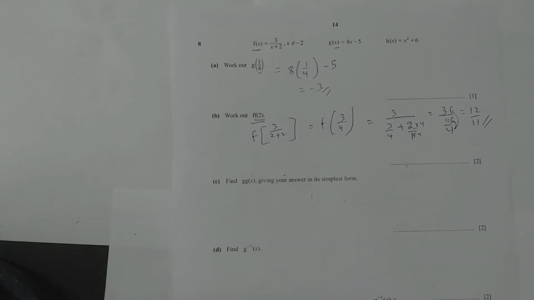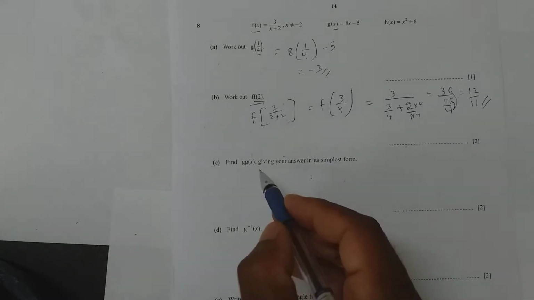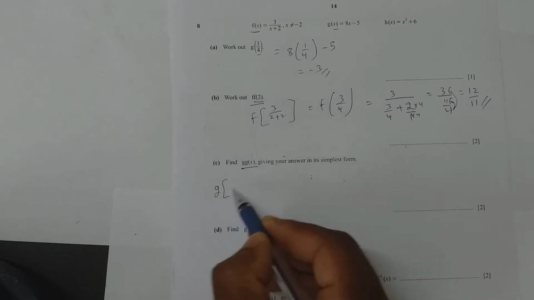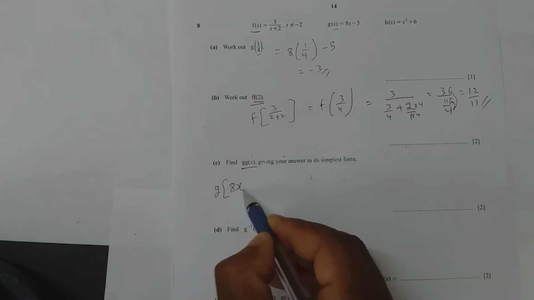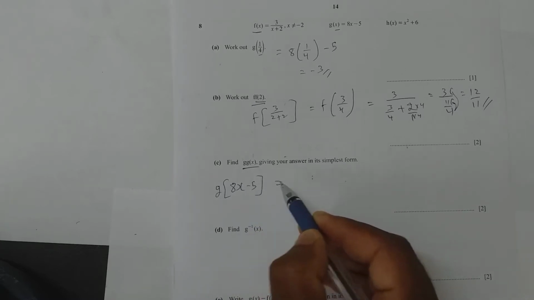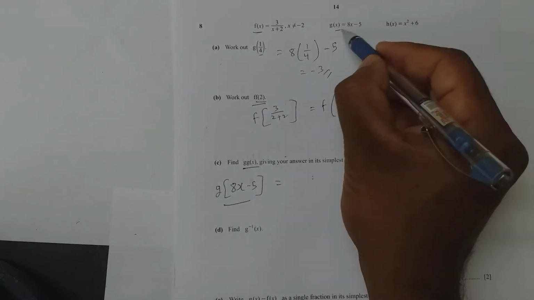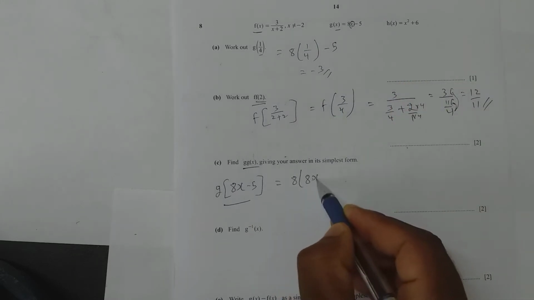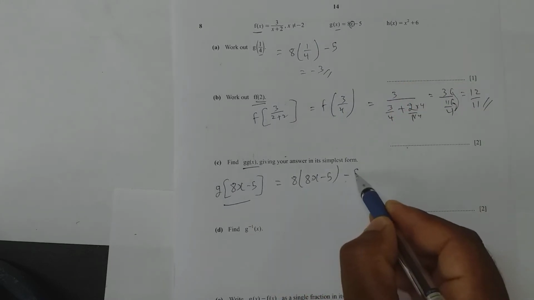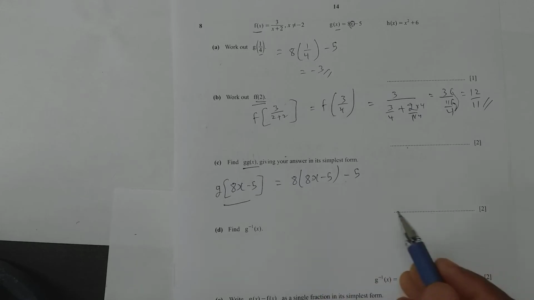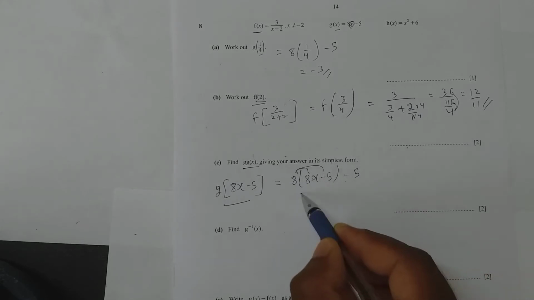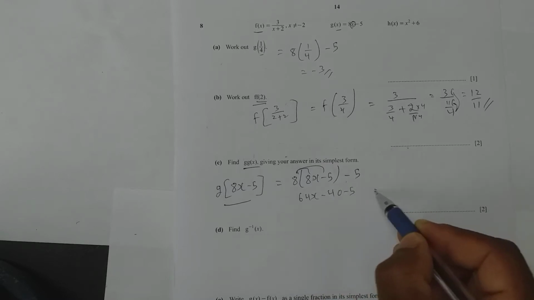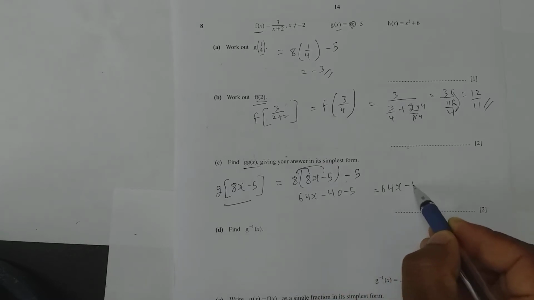Okay. Next one. Find g of x, giving an answer in your simplest form. G of x is how much? 8x minus 5. So again, in place of x I have this. So x should be replaced by this one. So 8 into 8x minus 5. And the rest as it is you should write. Next is multiply, how much you get? 64x minus 40 minus 5. That is equal to 64x minus 45.